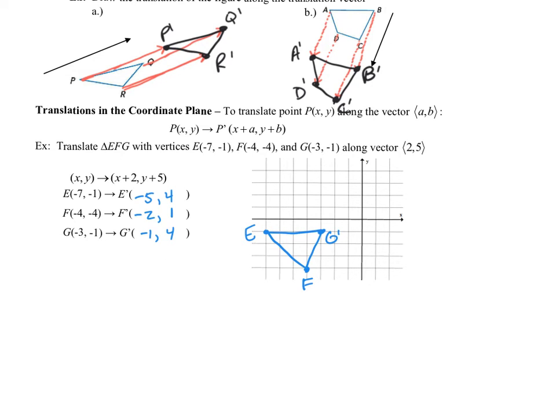Okay, so let's plot those points. So E prime is -5, 4. 1, 2, 3, 4. So here's E prime. Okay, F prime is at -2, 1. So here's F prime. And then G prime is at -1, 4. So there's G prime. Okay, so we can see that our image triangle is the result of taking every point and shifting it 2 to the left and up 5. 2 to the left, up 5, 2 to the left, up 5.